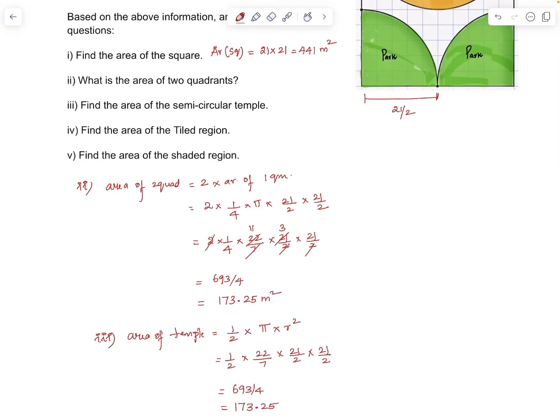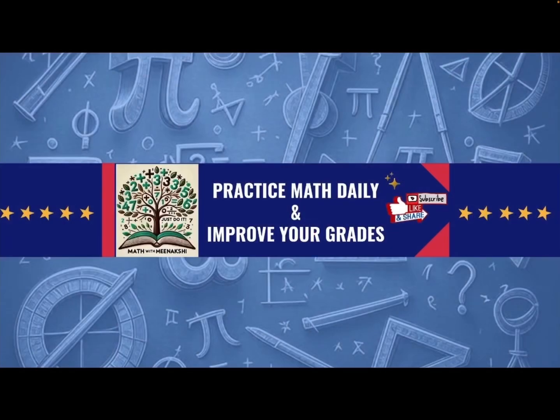Question 5. Find the area of the shaded region, that is the temple plus the two quadrants. Area of the shaded region is the temple area plus two quadrants, which is 173.25 plus 173.25, that is 346.50 meter square.